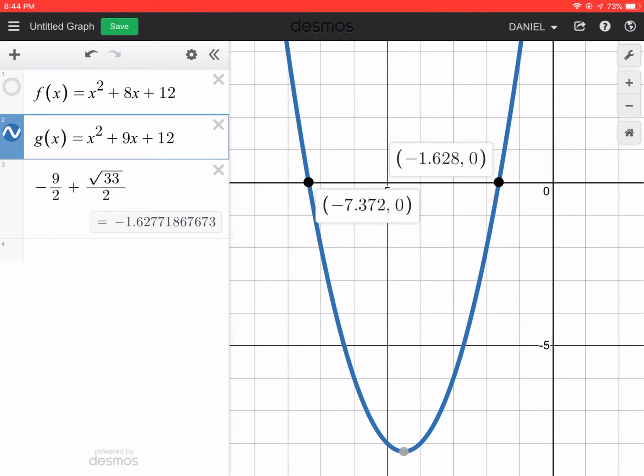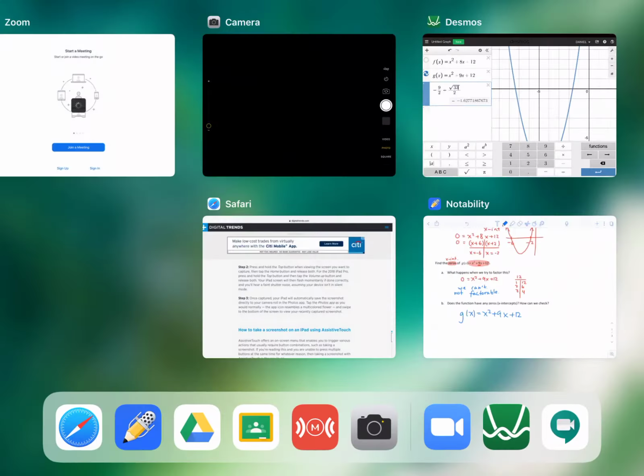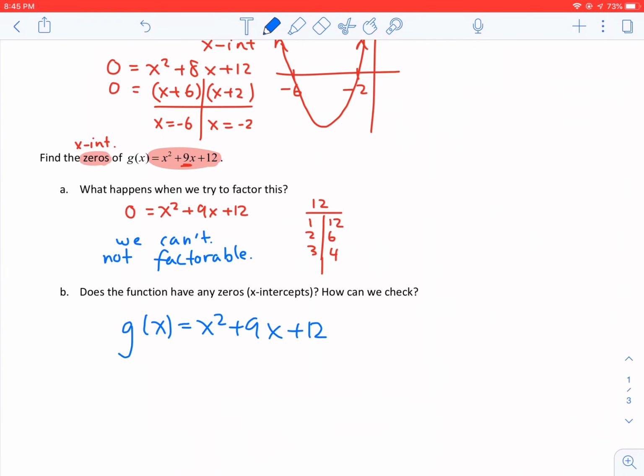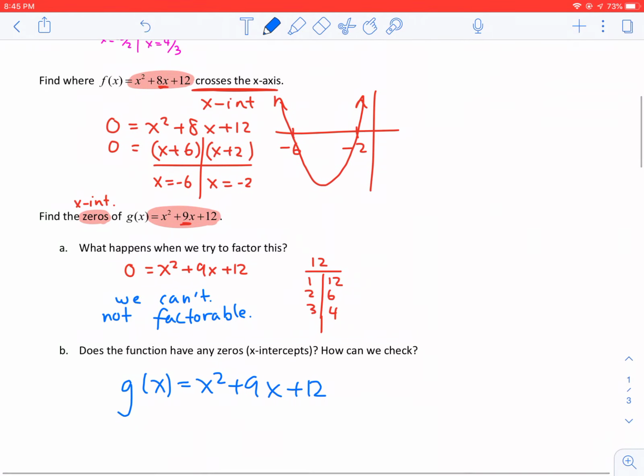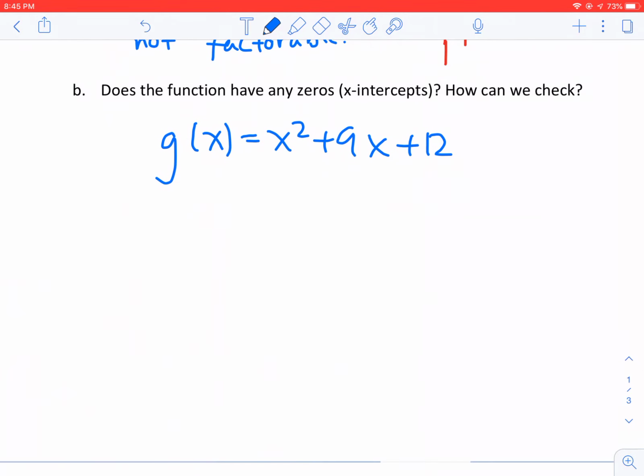But these zeros are not nice zeros. These zeros are actually irrational. If you remember back to the beginning of the year, irrational numbers are numbers that have no pattern and don't repeat as a decimal. They can't be written as a fraction of integers. So that happens because of the square root of 33 here. So thus far, all the problems we've done, we've had nice rational zeros. But in this problem over here, we have irrational zeros.